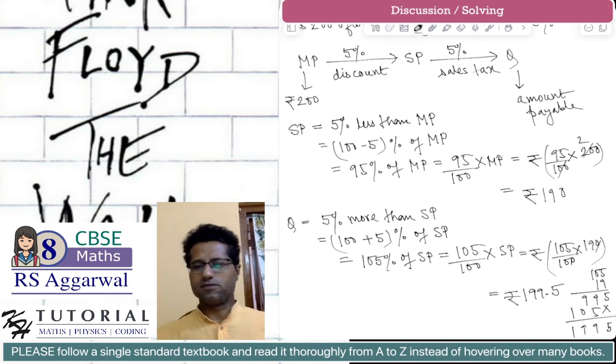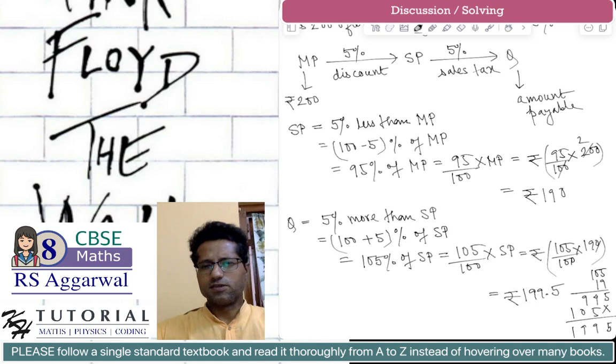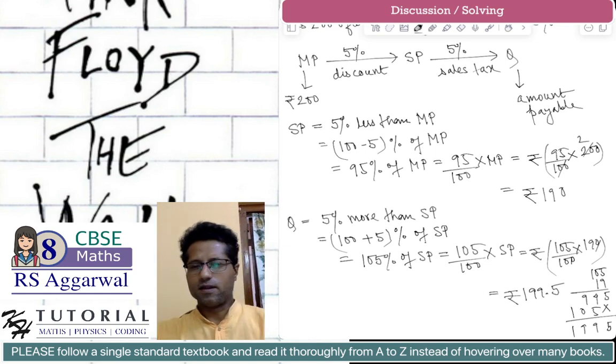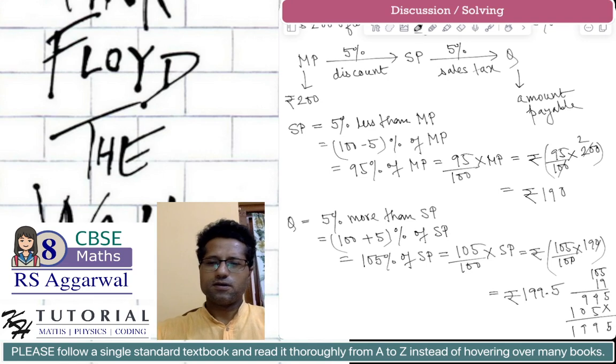So the selling price was rupees 190, which is based on the mark price of rupees 200 and a discount of 5%. So when a 5% discount was applied on the mark price of rupees 200, the selling price becomes rupees 190, and on this selling price of rupees 190 there is a sales tax added at the rate of 5%, and which leads to the final amount payable, which is rupees 199.50.